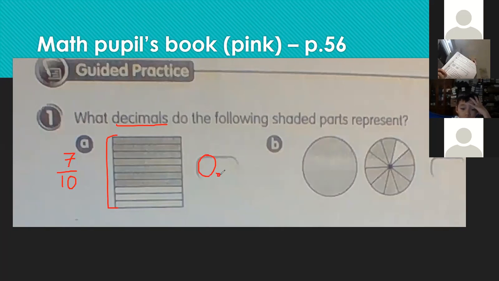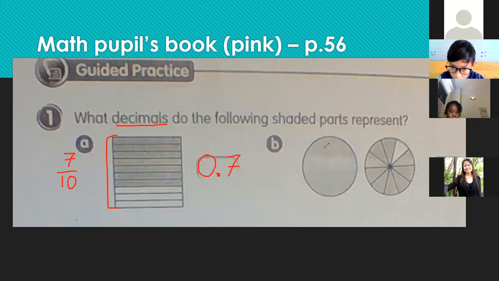All right, have you done this before? Yeah, I kind of learned at home. Okay, all right, so as a fraction, we can write this as 7/10. However, as a decimal, this is more than zero and less than one. This is 0.7.